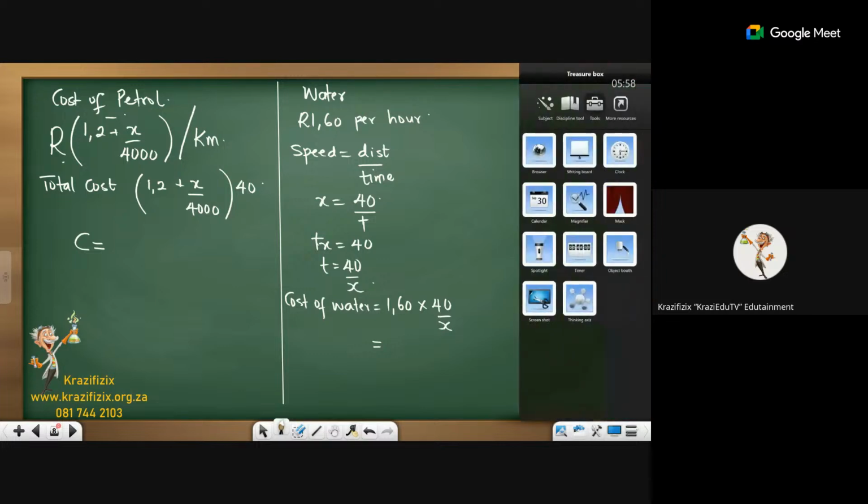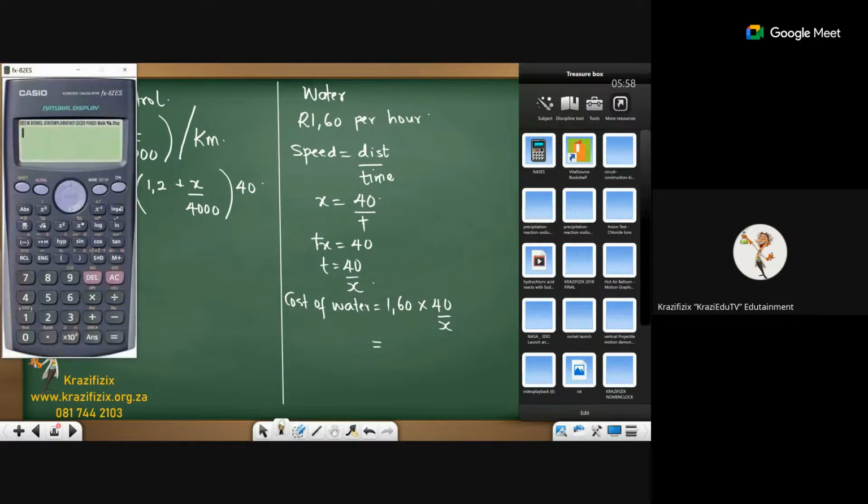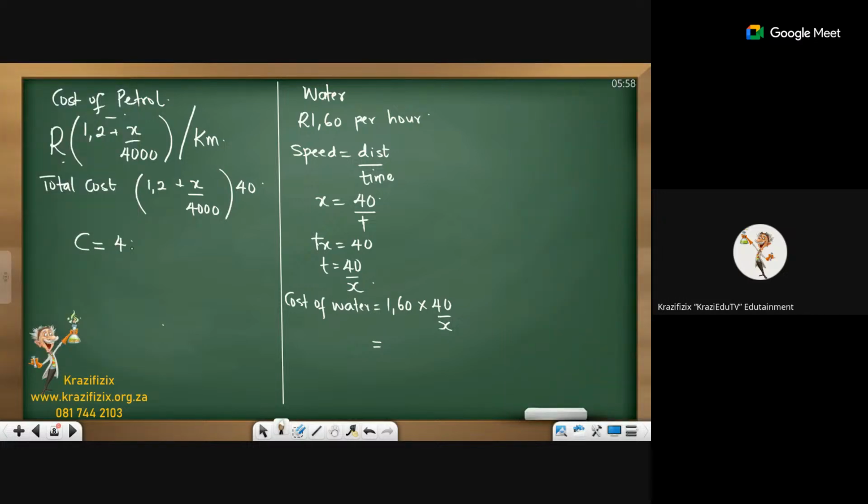Let's get a calculator. 1,2 times 40 would be 48. But remember, 40 over 4,000. So what are we going to have? We have 48 plus x over... if you say 4 divided by 4,000, that 0 cancels 0. We have 100. I hope we are making sense together there.